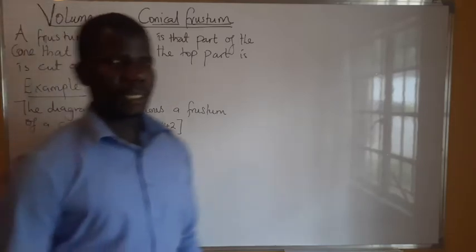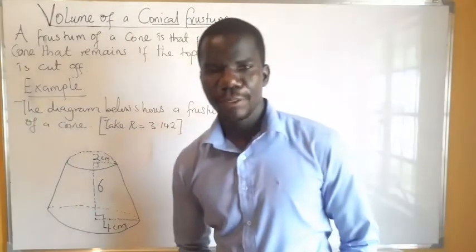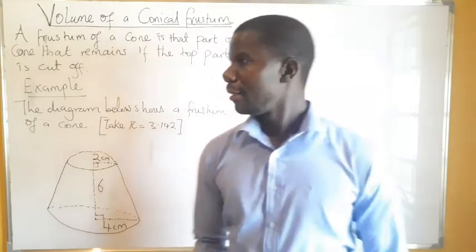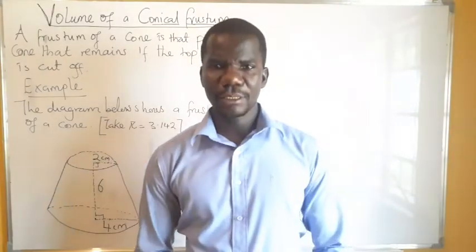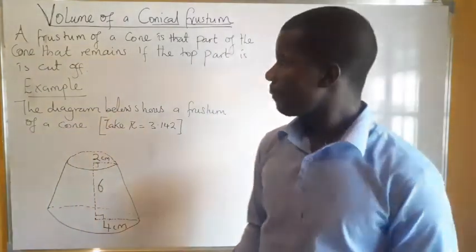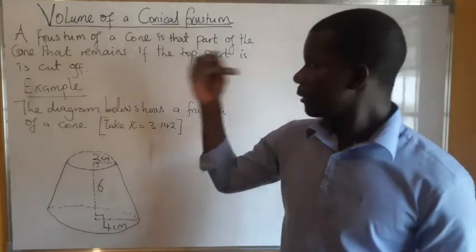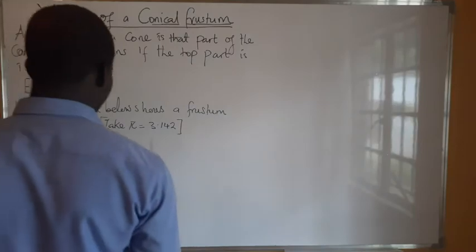It's important that we get to know that this platform is meant for people that are writing their grade 12 exam. This one is a grade 11 topic, so it is specifically meant for those people that are preparing for the grade 12 exam. So we want to look at the volume of a conical frustum.